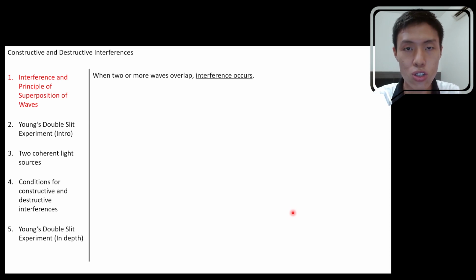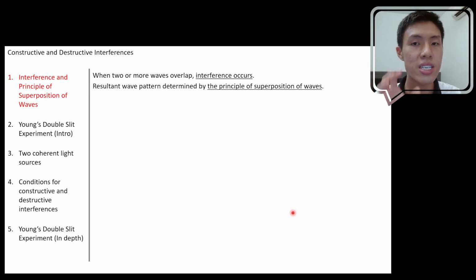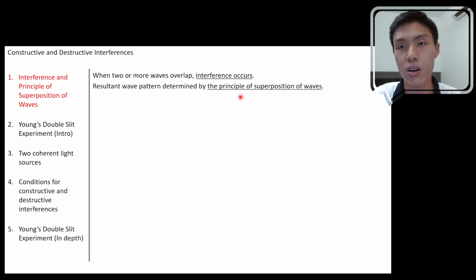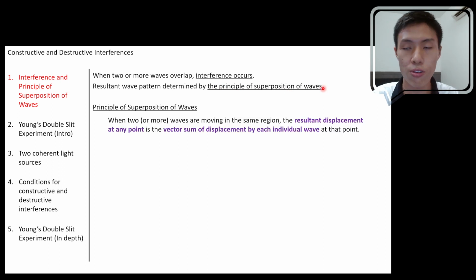Interference occurs when we have two or more waves overlapping, but the resultant wave pattern is determined by the principle of superposition of waves. To predict what kind of wave pattern will be formed, whether a larger wave or the waves cancelling each other out, we use the principle of superposition. It says that when two or more waves are moving in the same region, the resultant displacement at any point is the vector sum of the displacements of each individual wave at that point.